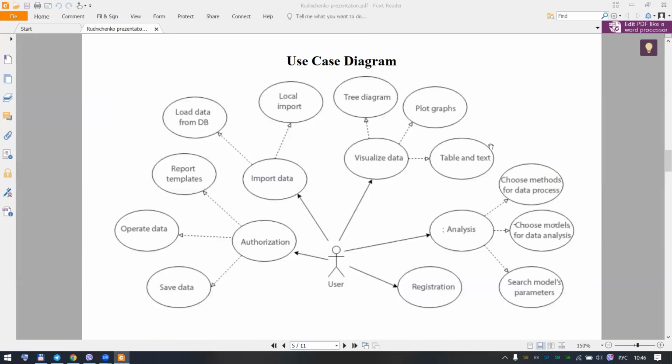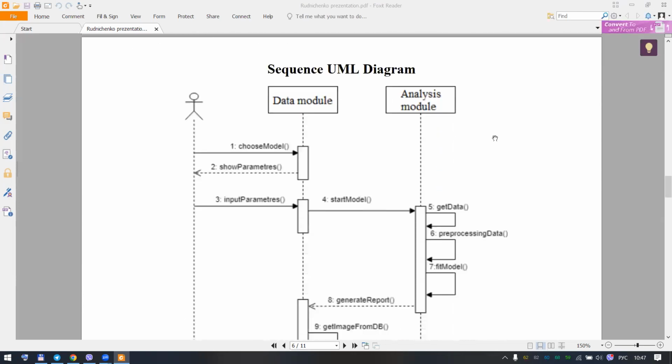So we decided to develop an information system model, and on this slide we can see the use case diagram. We can see that a simple user can make an authorization, can import data, visualize data, analyze data, and he can do registration. All the functional program code is developed using the Python language and the integrated development environment PyCharm. Also, we used Jupyter notebooks.